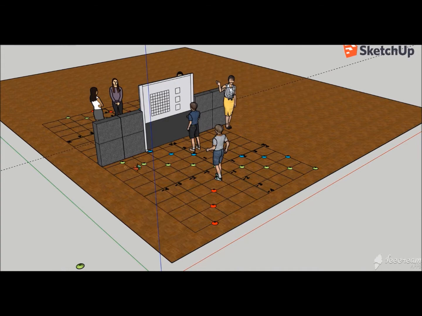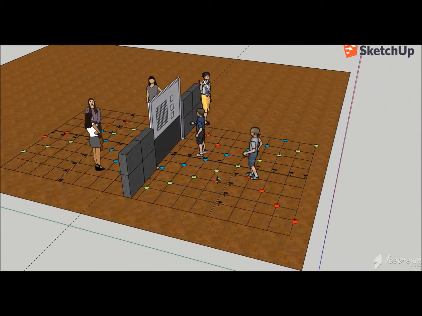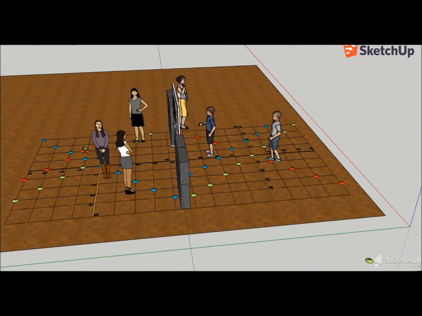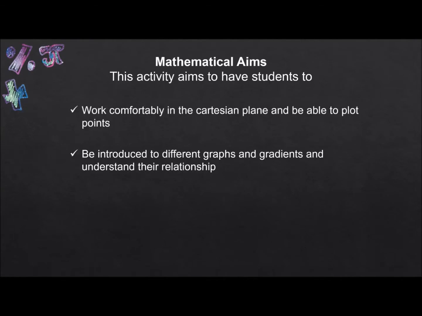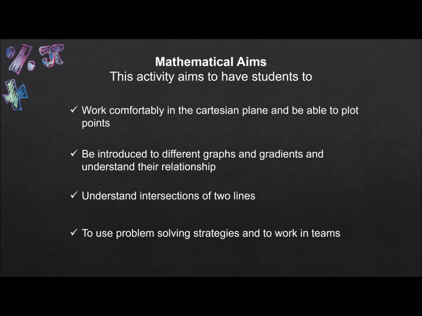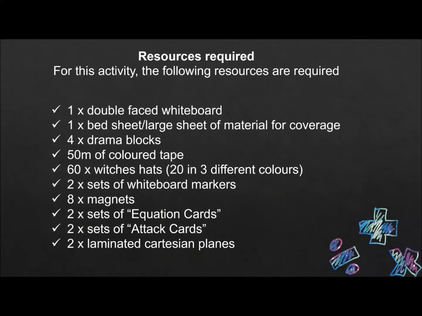are prone to walking on the playing field, interacting with each other, and to strategize and problem solve using the whiteboard. The mathematical aims of this activity are to get students to work comfortably in the Cartesian plane, to be introduced to different graphs and gradients, to understand intersections of two lines, and to use problem-solving strategies and to work in teams. Here is a list of resources required for the activity.